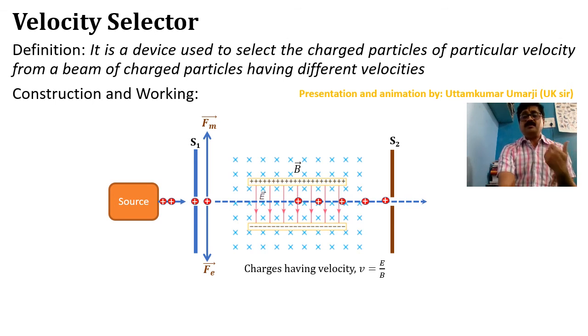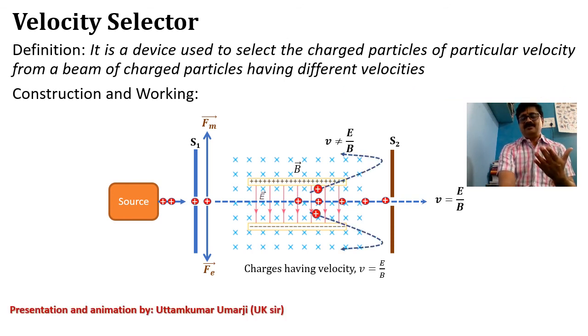Then what about other charged particles which possess different velocities? Those charged particles will get deflected backward. They will never come out of slit S2. Hence the charged particles bearing velocity V are separated from all the other charged particles. So is it not a selection, my dear friends? So this is the velocity selector. I hope the velocity selector concept is very much clear to you all.